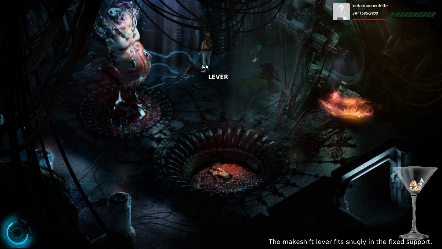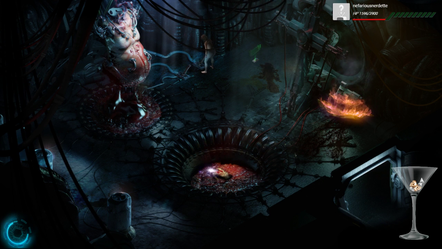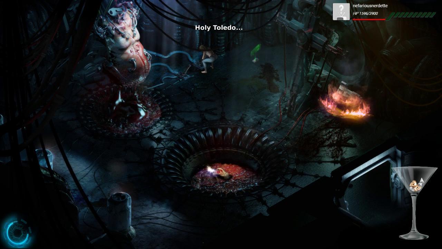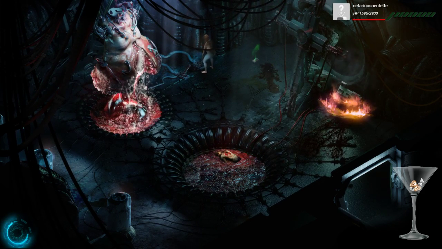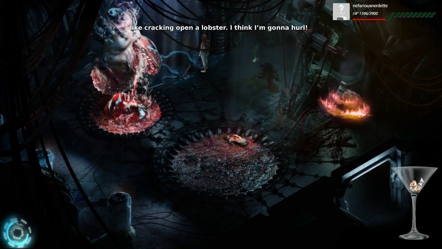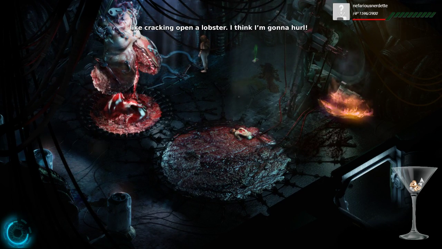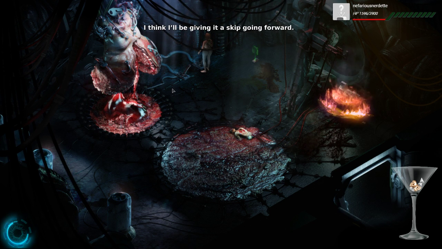It was dumb. Makeshift lever fits snugly in the fixed support. Yeah, let's pull the lever. Pull that lever. Holy Toledo. Holy Toledo. It's the worst that could happen. Oh my god. I'll be darned. Like cracking open a lobster. I think I'm gonna hurl. Never did like seafood. I think I'll be giving it a skip going forward.